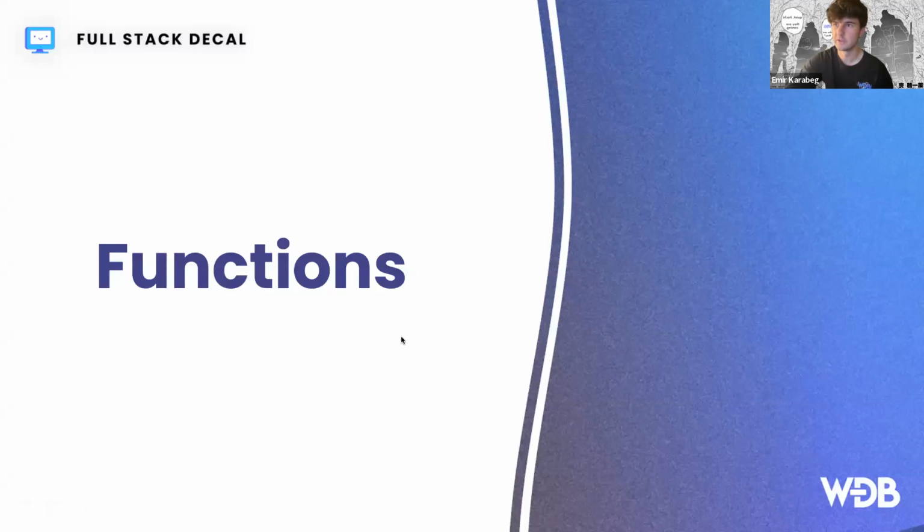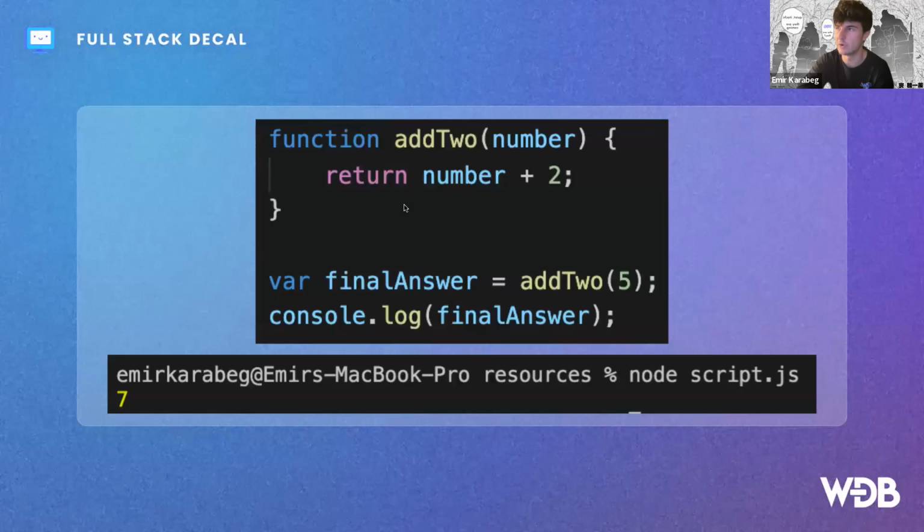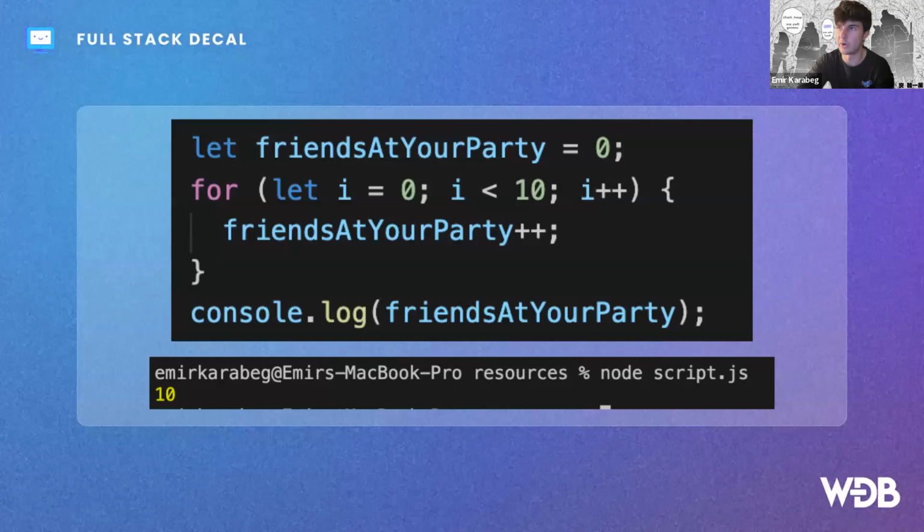Very simple. Functions. Functions are really important because they reuse useful pieces of code. So for instance, if I wanted to add 10 friends at a party, I can make a function that's going to add 10 friends at a party every single time.